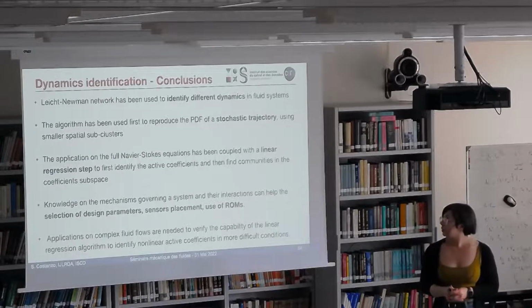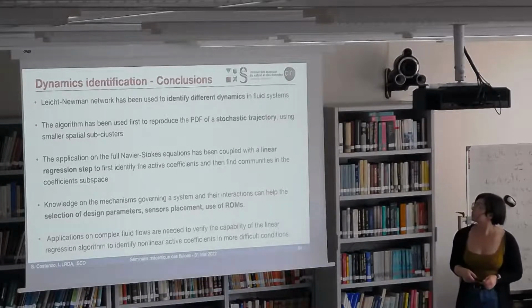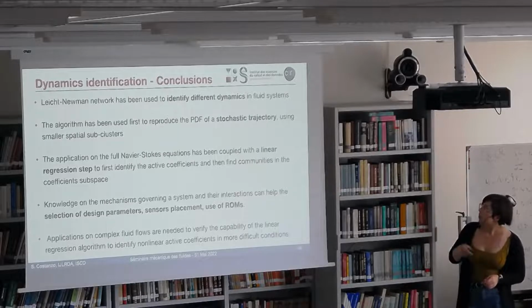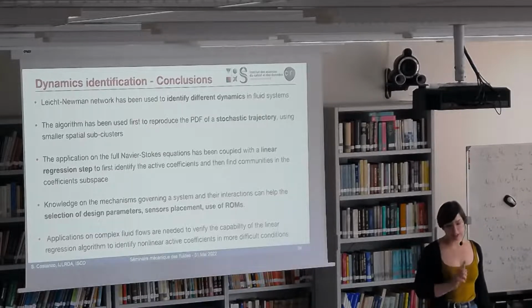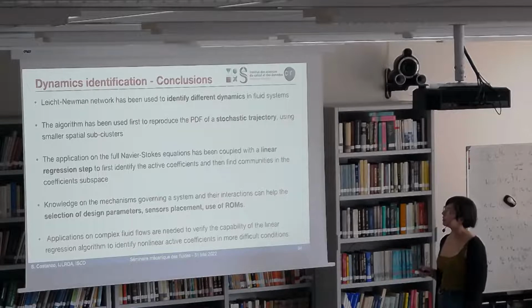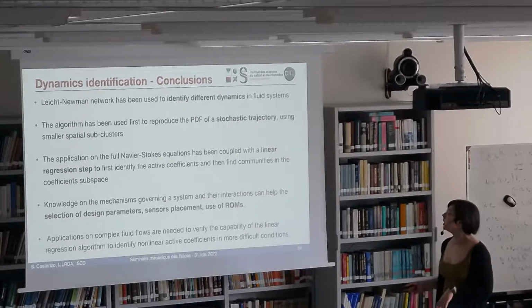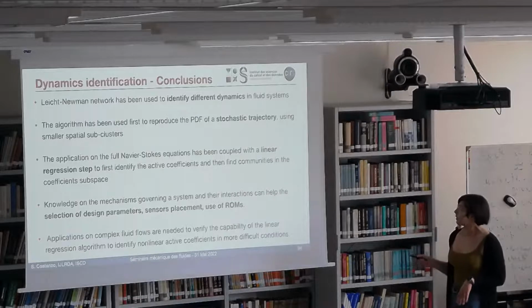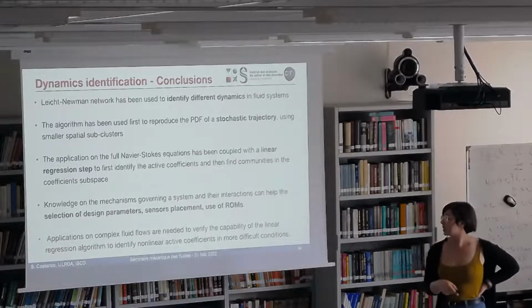So, a little conclusion on this project. We used Lich-Newman network to identify different dynamics in the fluid system. We validated using a stochastic trajectory of the center of pressure behind a bluff body. Then we coupled the Lich-Newman network with a linear regression step to identify the active coefficients in the Navier-Stokes equation. This can help us both with the use of reduced order models, sensor placement, and selection of design parameters.